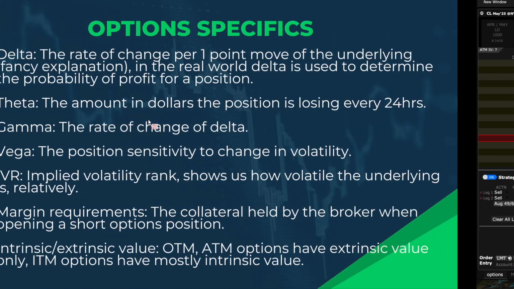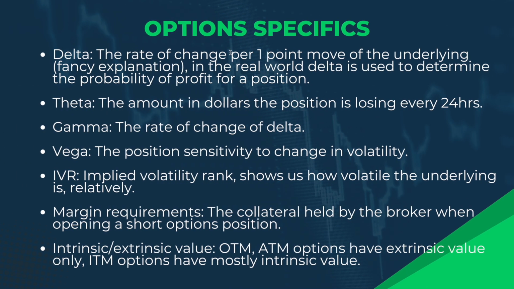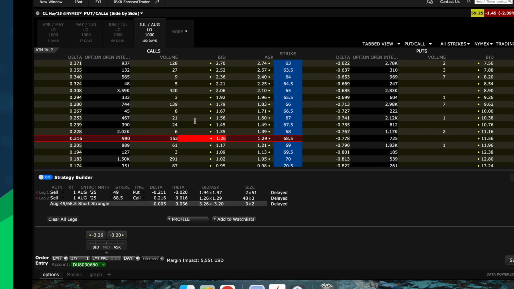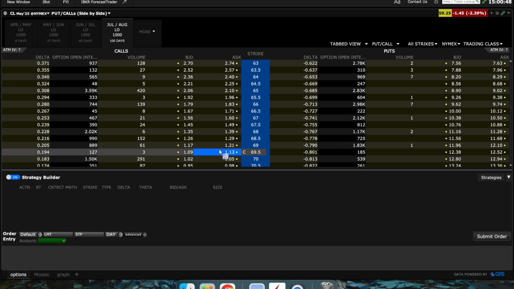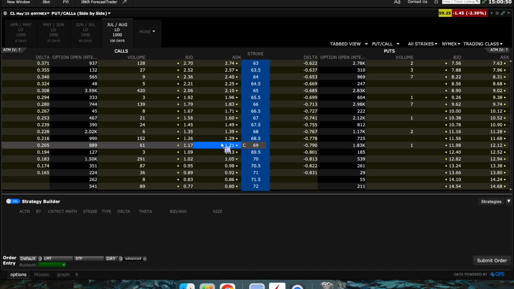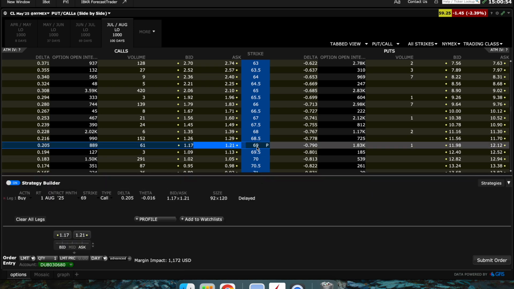Now, let's go back for 1 second to what is the rate of change per 1 point move of the underlying. So this is the fancy explanation of delta, so let's just quickly go over it. For example, let's say I buy the call option at strike 69, and we have a delta of 20.5, or 0.205. I just call it 20.5.